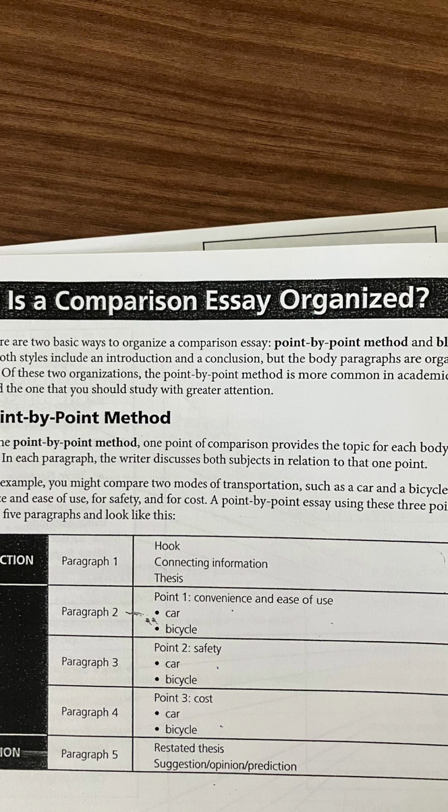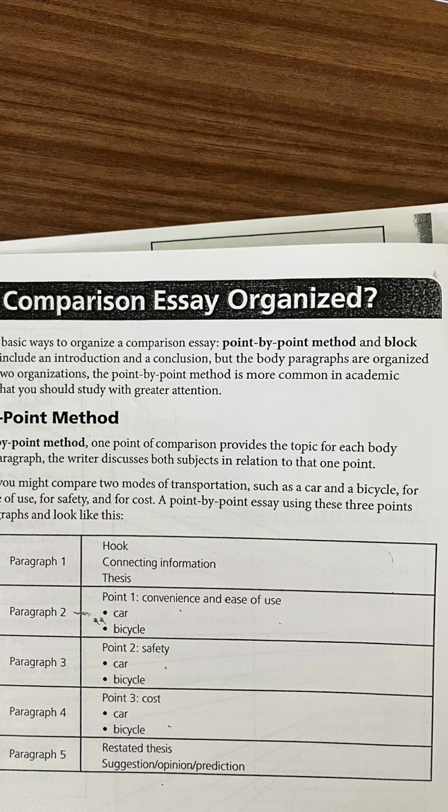Try to keep the same order in each body paragraph. If you talk about cars first in body paragraph 1 and then bicycles second, talk about cars first in body paragraph 2 and then bicycles second. And then the third body paragraph talks about cost. So you'll talk about the cost of owning a car and then compare it to the cost of owning a bicycle. So each body paragraph sets up one point of comparison or contrast between both topics. And then that's very easy for the reader to follow because they see them compared side by side.